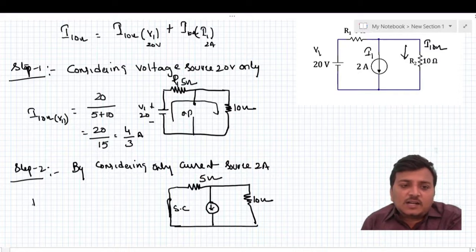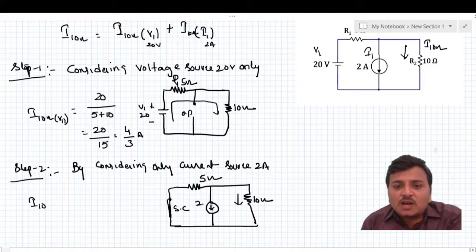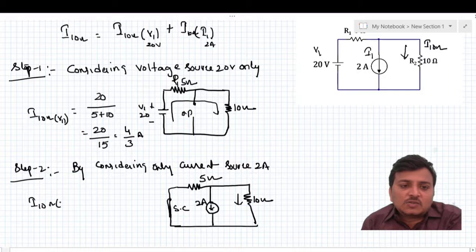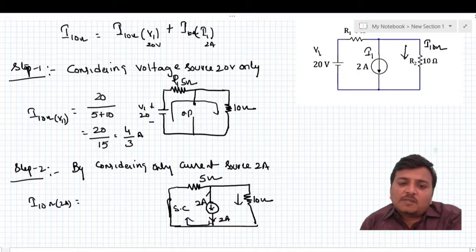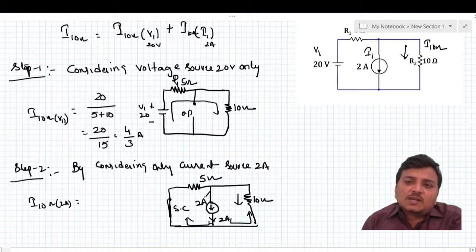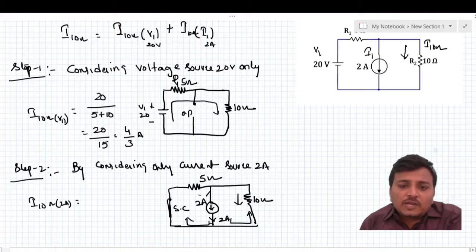Now what is the current? The current in the 10 ohm resistor. I have to find out the current in the 10 ohm resistor due to the current source of 2 amperes. Here the current is 2 amperes, but it is split into two parts. One part is going here and the other part is going to this side. So you can see the current direction is reversed. The total response I can write in the reverse direction of the current.